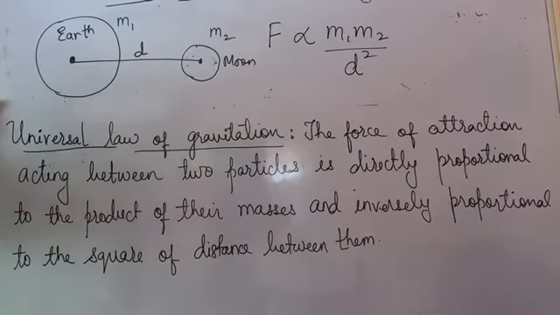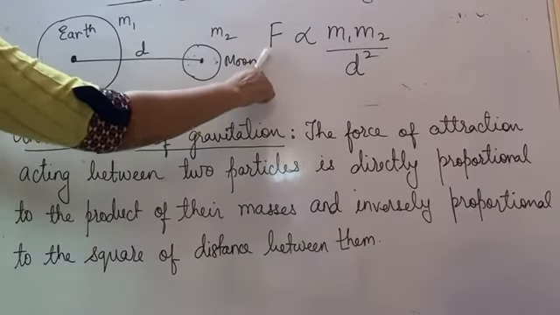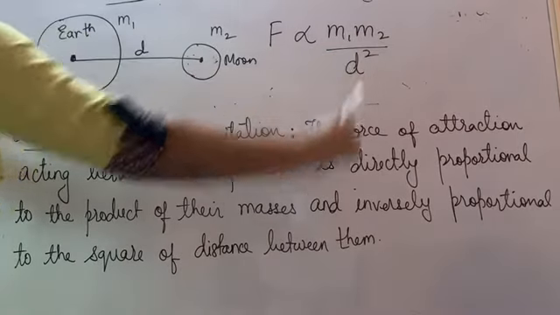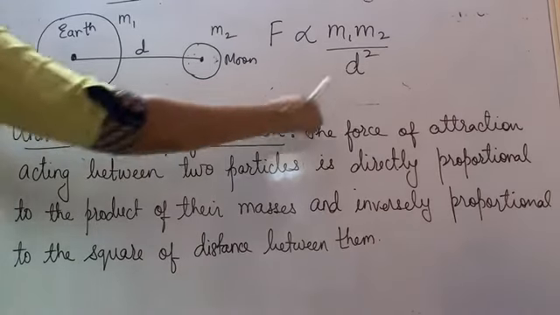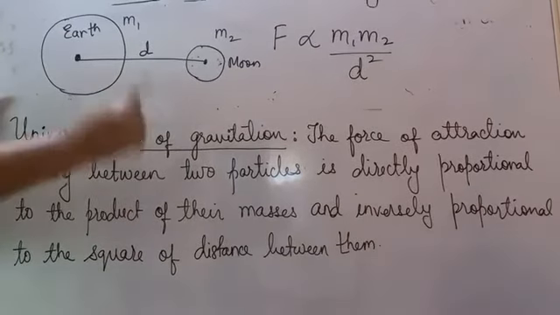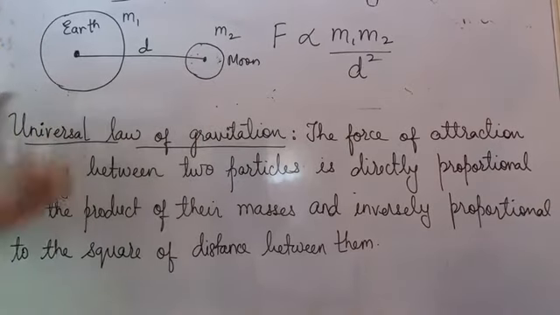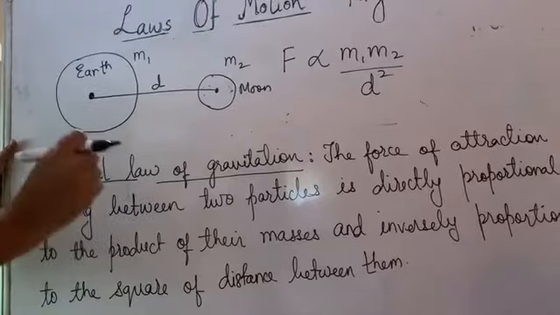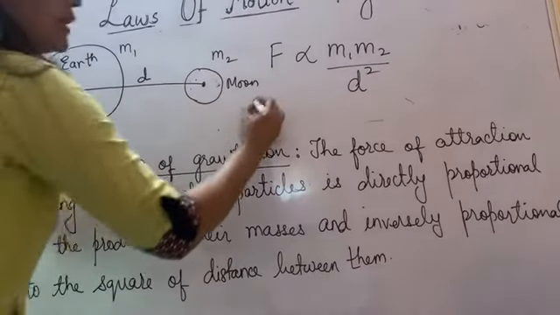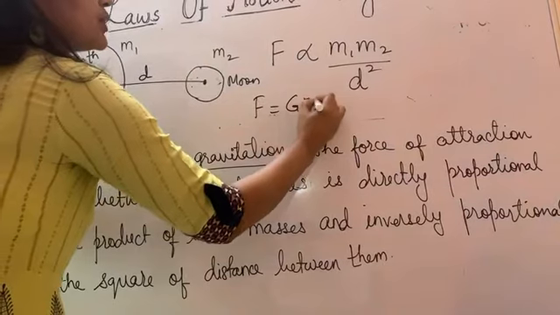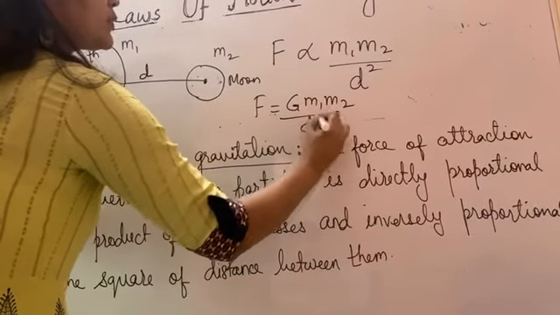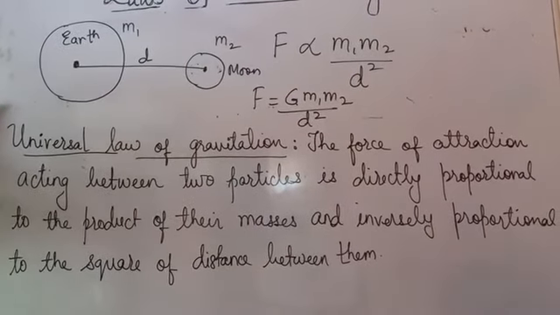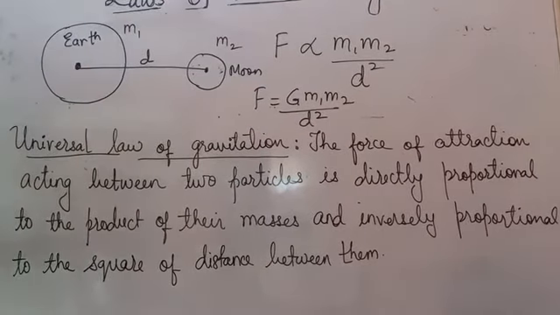Hope this concept is clear. I am reading again. The force of attraction between the two particles is directly proportional to the product of their masses and inversely proportional to the square of the distance between them, or rather the square of the distance between the centers of gravity of the two bodies. To remove this proportionality sign, I am supposed to give a constant of proportionality, so F is equal to G m1 m2 upon d square. This G is called the gravitational constant. It has a fixed value and that value is given in your book.